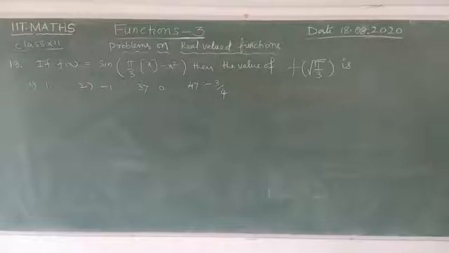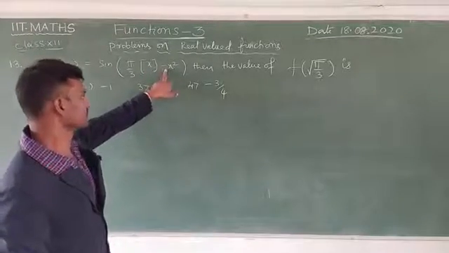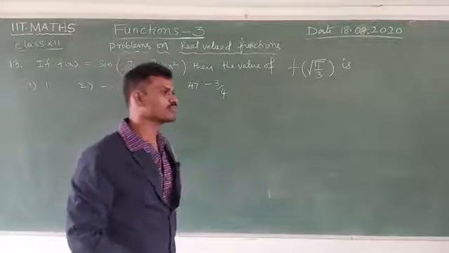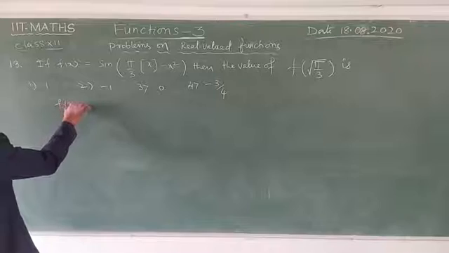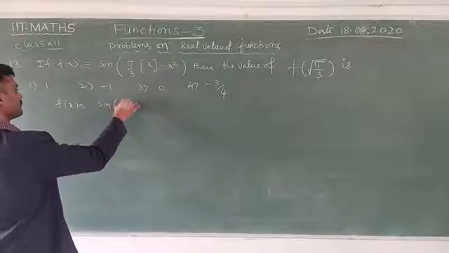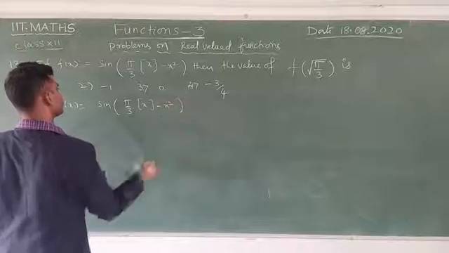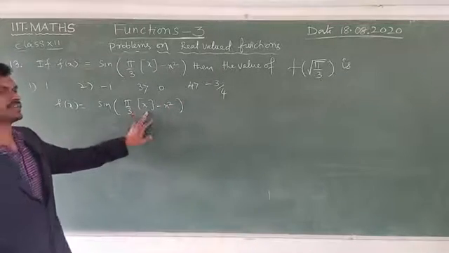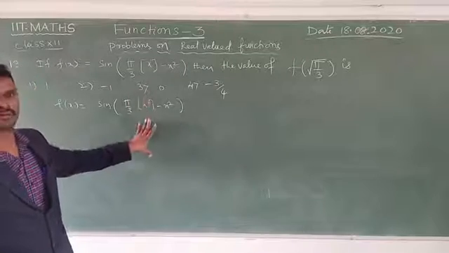Okay, next problem, 13th one. If f of x is equal to sine of pi by 3 of greatest integer function minus x square, then the value of f of root pi by 3 is. See here f of x is equal to sine of pi by 3 into step x minus x square. Okay, here greatest integer function I am also not explaining. Next class I will explain. Okay, in this problem you have to listen.